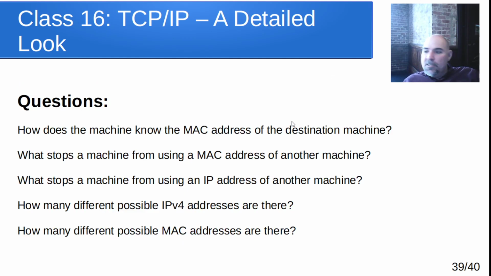All right, a couple questions here that I want to walk through. How does the machine know the MAC address of the destination machine? And the answer to that is the end destination machine doesn't have any idea what the MAC address of that is. In fact, the only MAC address it needs to know is the next one in the chain that the data is going to get sent to. How does it know that? That's part of the networking subsystem in the table that it maintains.